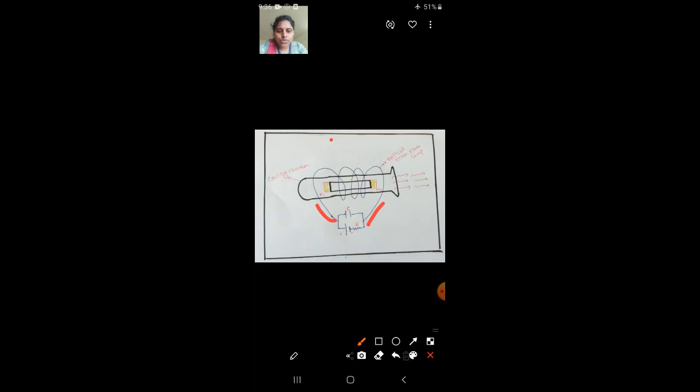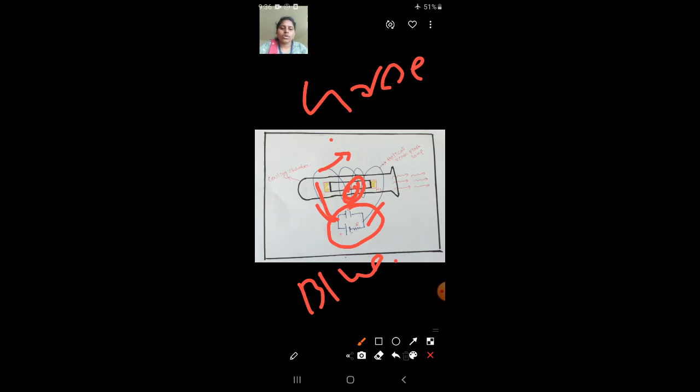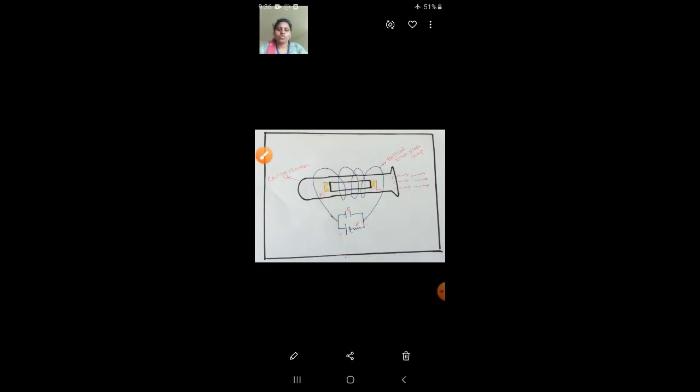So the ruby rod is kept with the helical xenon flash lamp, and the system is working. The helical xenon flash lamp glows and emits white light. That emitted light enters the ruby rod, but the chromium ions in the ruby rod can absorb only green light and blue light. Okay, so we will see this picture.